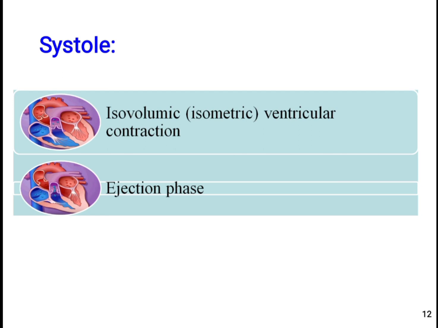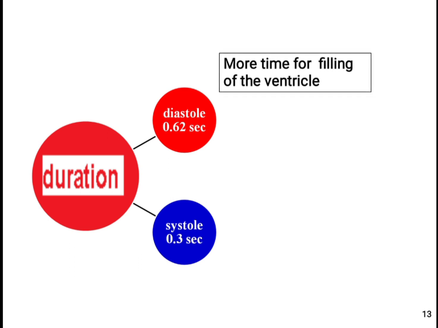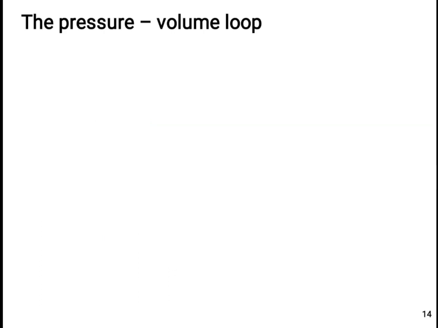On approximation, for the duration of a single cardiac cycle, diastole takes about 0.62 seconds, and systole takes about 0.3 seconds. So the longest is diastole, giving more time for filling of the ventricles. That is where we see 80% of blood going into the ventricles. We also see more time for the relaxation of the coronary arteries. Now, we can look at this relationship.